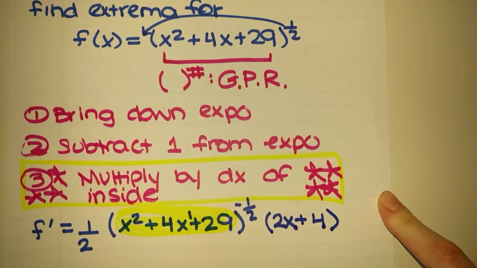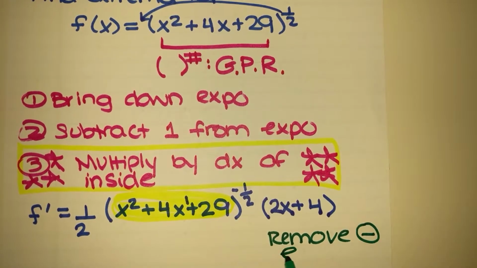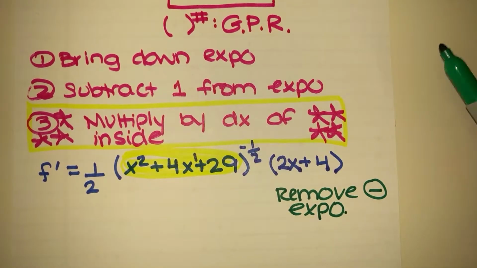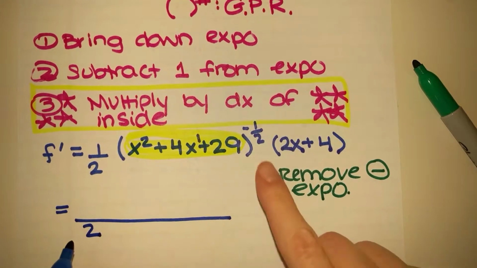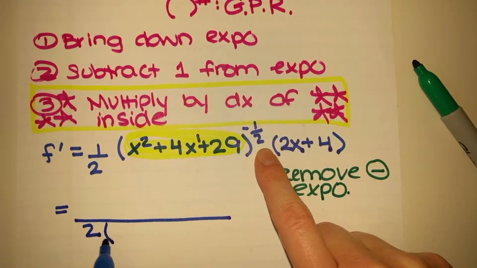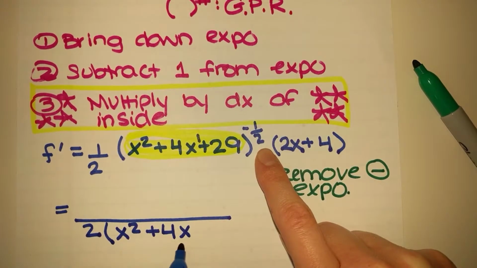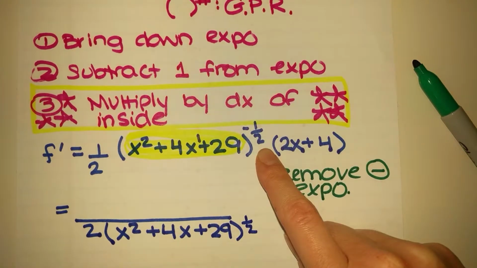Now, once you have this, you then need to set it equal to 0. And remember, when we're finding the critical numbers, we want to remove any negative exponents, because we don't really know how to deal with them. So we're going to simplify this. In the denominator, we have a 2. Now this -1/2 exponent will move down to the denominator to become positive. So we have x squared plus 4x plus 29 to the 1/2 power.